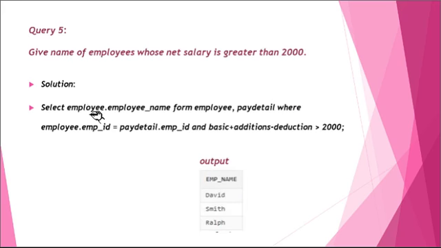Now, I have the next query: give the names of employees whose net salary is greater than 2000. Here, I have given net salary. Net salary means I have to calculate net salary first. I have been given basic, addition, and deduction. So first I have to calculate net salary, that is basic plus addition minus deduction. Then I will calculate my net salary.